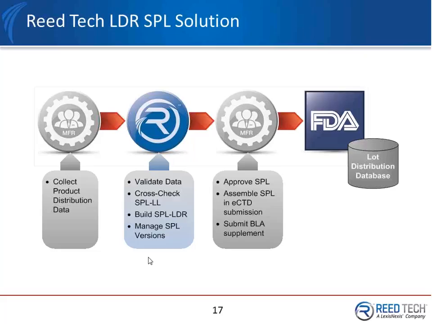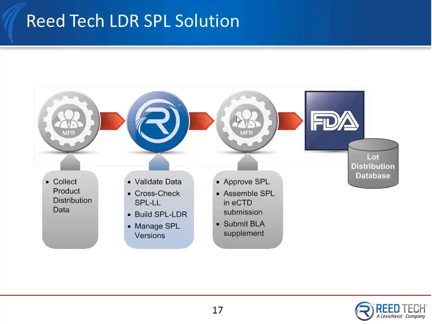This is to avoid any discrepancy or cross-check validation errors that the FDA is performing, both from a product listing perspective and site registration. We're able to build these SPL files, valid and compliant with the FDA's implementation guide and validation procedures, and manage those SPL versions, so we're ensuring that you're adhering to the lifecycle management requirements of SPL submissions.